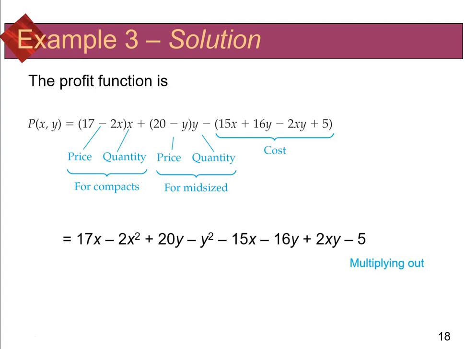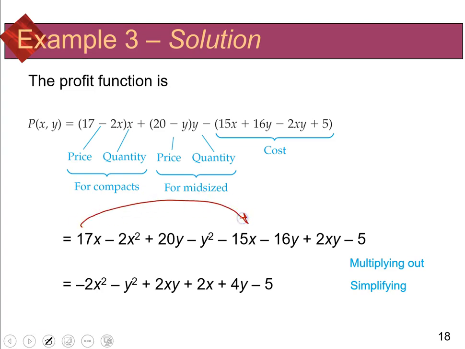And when I simplify it, I get the profit function to be 17x minus 2x squared plus 20y minus y squared minus 15x minus 16y plus 2xy minus 5. And they're putting it into a standard form here because, well, one, there's some like terms like these two can be combined. These two can be combined. There's no other constants. So we simplify a bit further, and we end up with this being our profit function: negative 2x squared minus y squared plus 2xy plus 2x plus 4y minus 5.